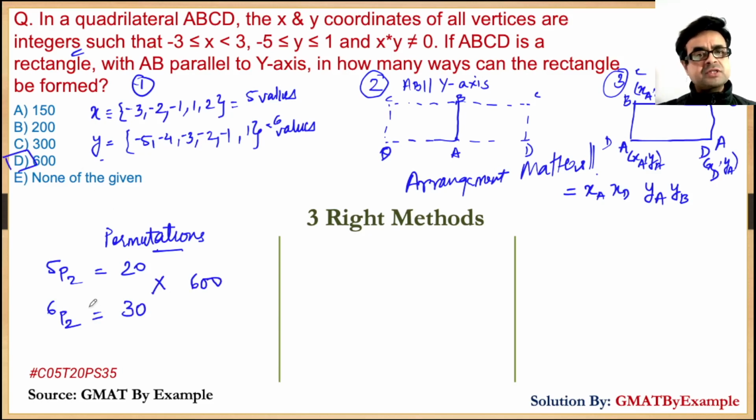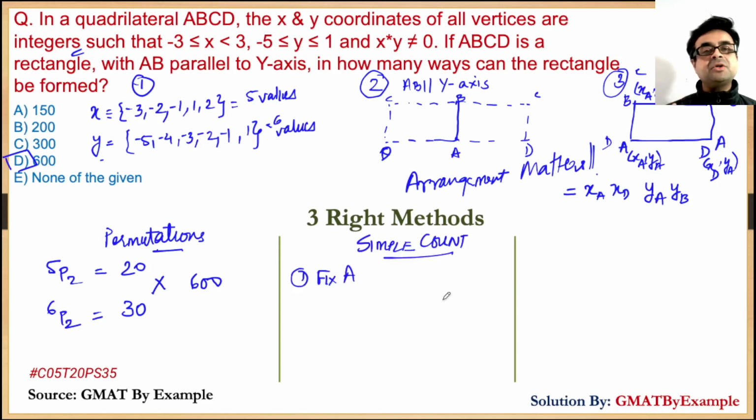Now, why am I using permutations instead of combinations? I'm using permutations again because the arrangement of these x and y matters. Even though we have the same coordinates for the rectangle, where A lies and what the coordinates of A are matter. In this case, the coordinates of A become XD and YA rather than XA and YA, and hence it will be a different rectangle. Now let's talk about method number 2.